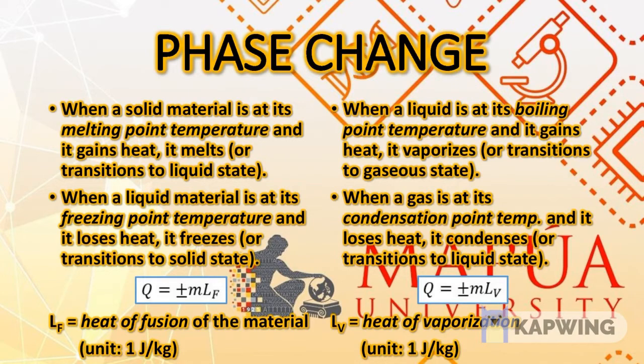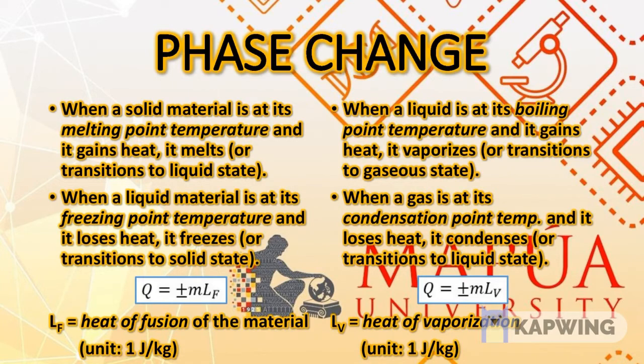For solid to liquid and liquid to solid transitions, heat Q is equal to plus or minus mLF, where LF is a property of the material, the heat of fusion of the material. The unit is joules per kilogram.